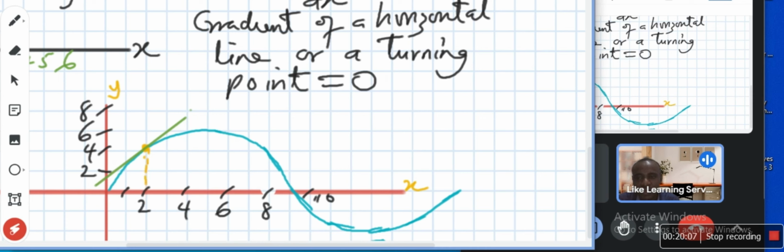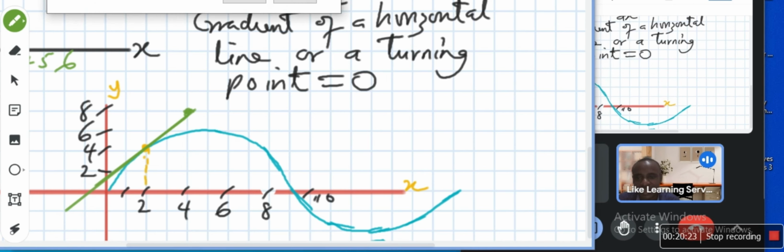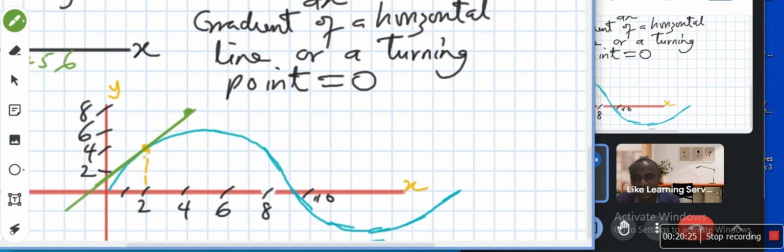Yeah. So normally what we do is, after you have drawn this green line, you can now find the gradient of this green line. If we can make it longer, I can easily find the gradient of that green line, assuming it touches here. What's the gradient of this green line? Do rise over run, no?